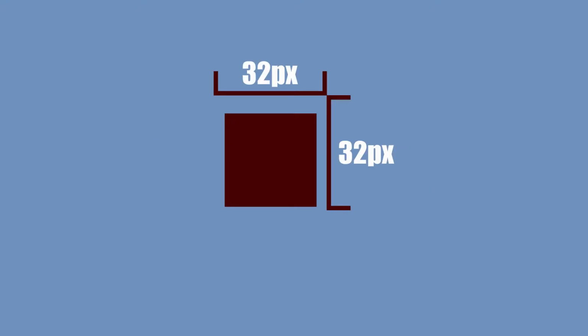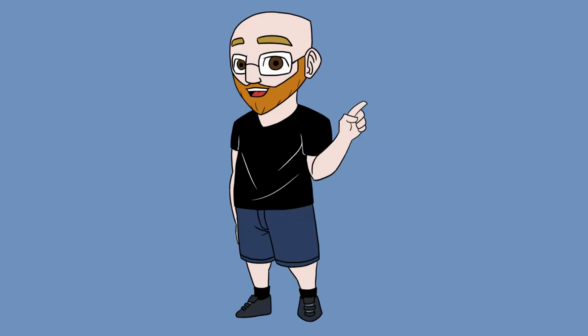A good standard in a lot of games is an image that is 32 pixels by 32 pixels in size. This gives you about the minimum amount of room needed to get some detail in and keep things looking coherent and readable. Next, you'll want your color palette.